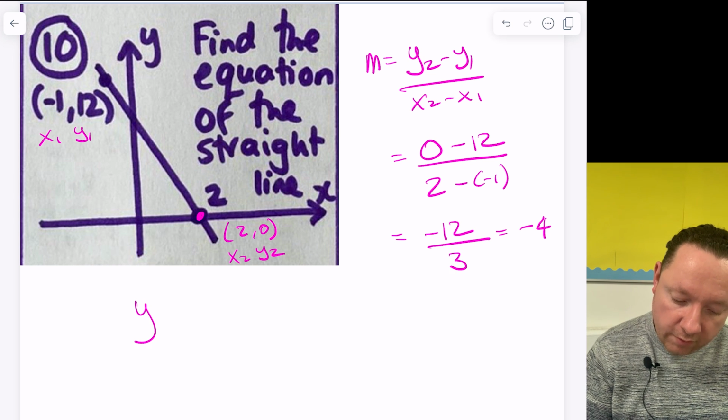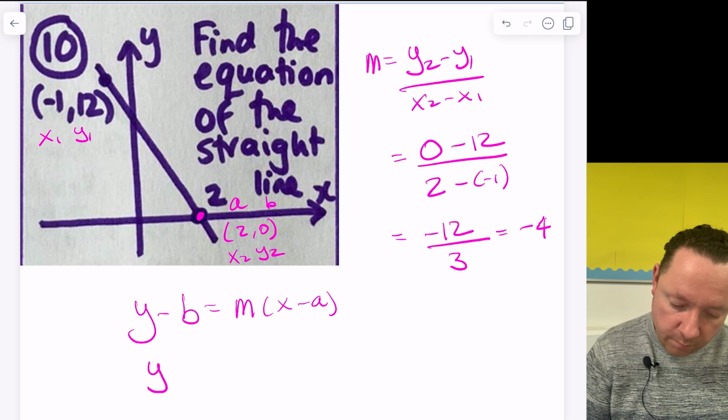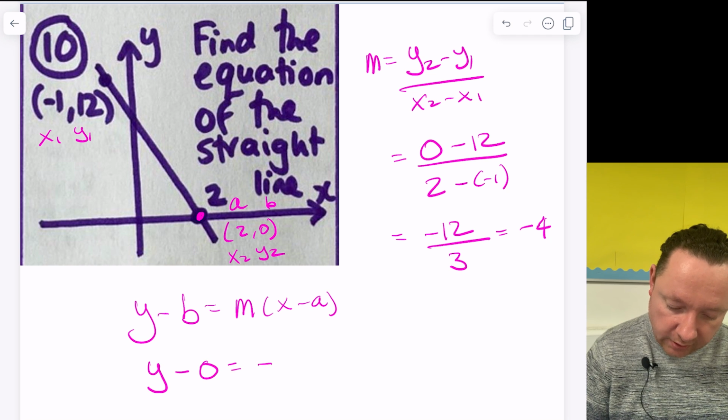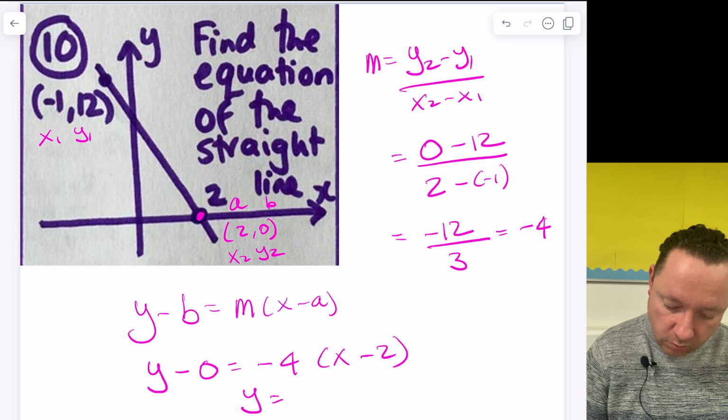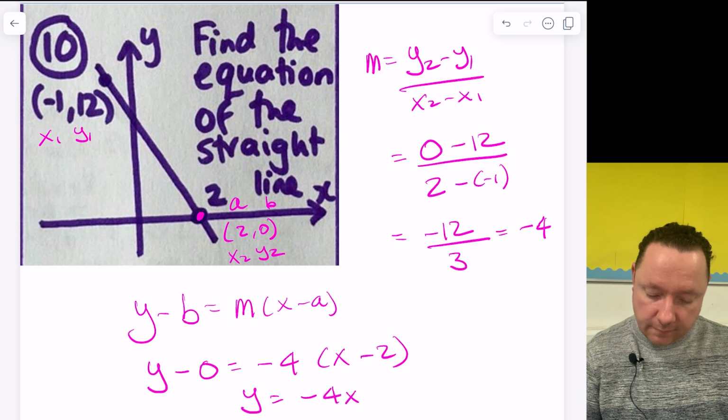And now we've got the other equation that I always use, y minus b is m times x minus a. So pick one of the points to be a and b. I'll just pick this one. So that's y minus 0 equals minus 4 times x minus 2. So y equals minus 4x. Minus 4 times minus 2 is plus 8. And we're done there.